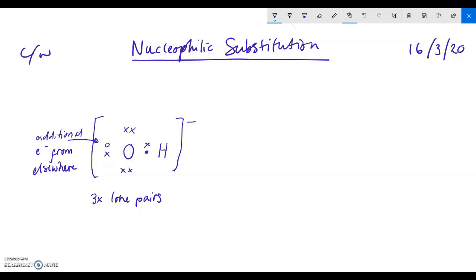Now, in the case of water, we do not have an ion, we've got a molecule.